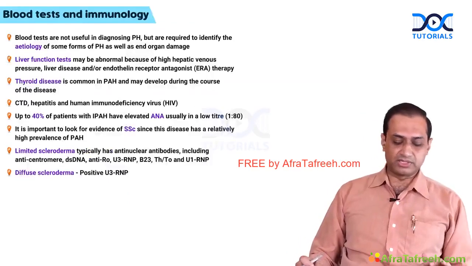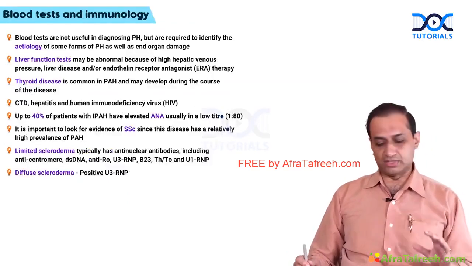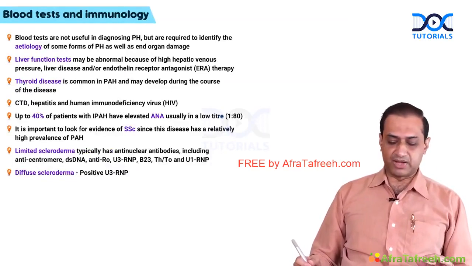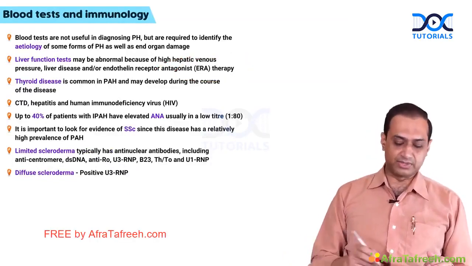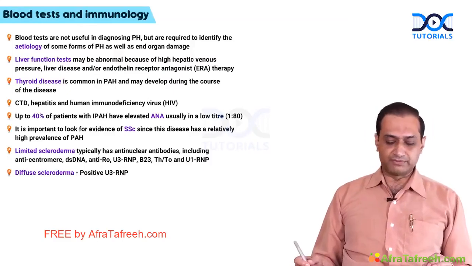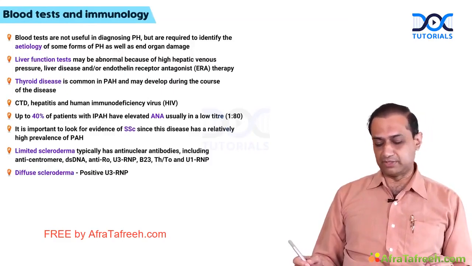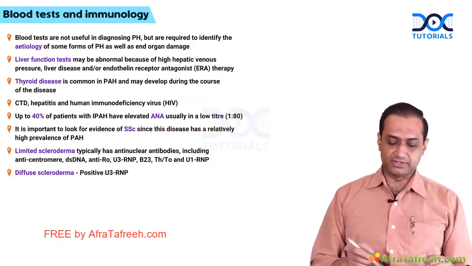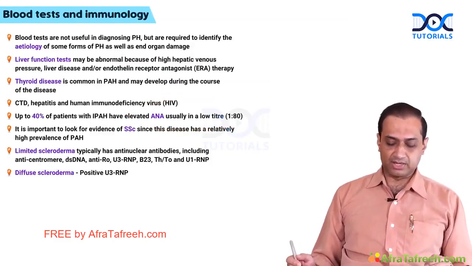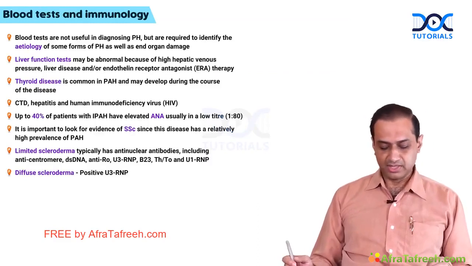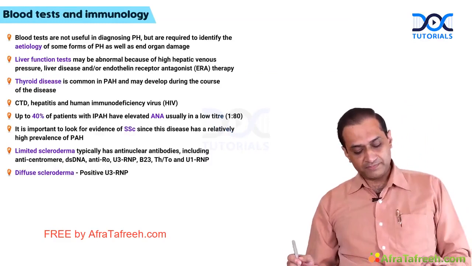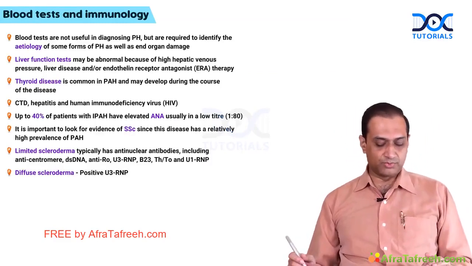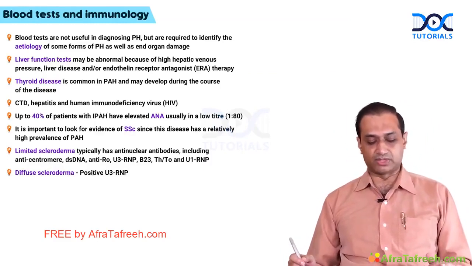Blood gas and immunology will help in localizing the etiology. LFT, which is liver function test, is important before you start therapies like endothelin receptor antagonists. Thyroid function, connective tissue disorder, and HIV should be checked. Up to 40% of idiopathic patients may have ANA in low positive titer. Limited scleroderma may have antinuclear antibodies like anti-centromere, anti-dsDNA, anti-Ro/La, and U1 RNP can be positive. Positive U3 RNP is suggestive of diffuse scleroderma.